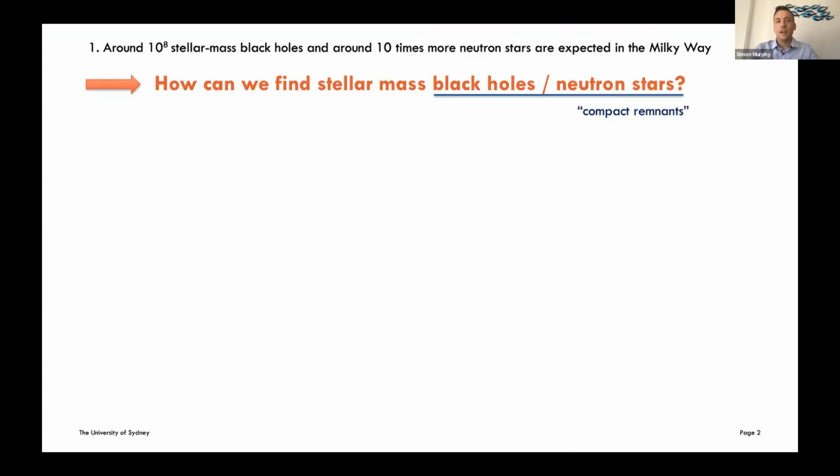There are around 10^8 stellar mass black holes and around 10 times more neutron stars expected in the Milky Way. So the big question is, how can we find stellar mass black holes or neutron stars, which together I'm calling compact remnants?